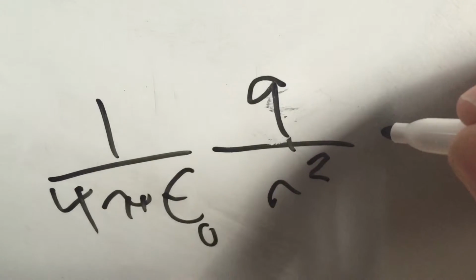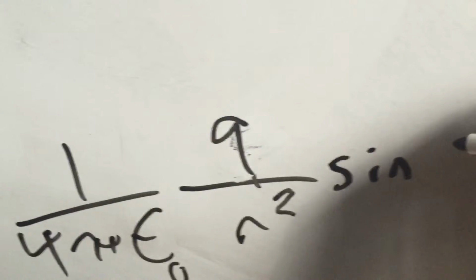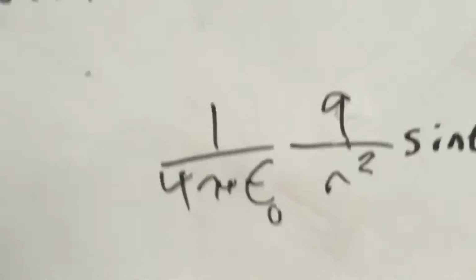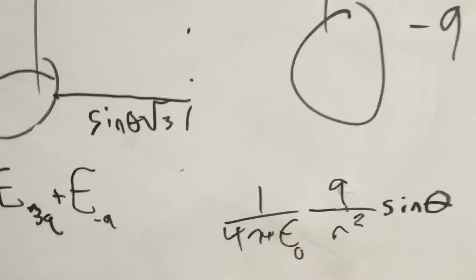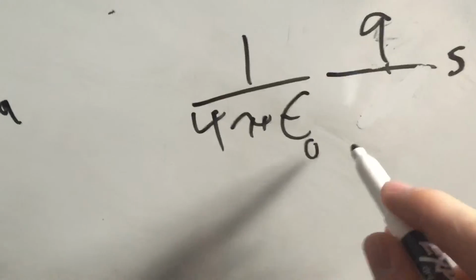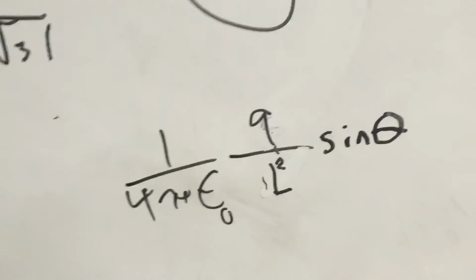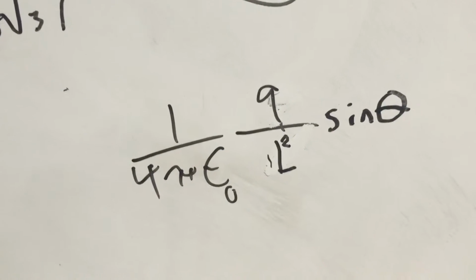electric field from one of them is going to be sine theta, and then whatever charge you put in, you'd also put in the accompanying distance, which would cause this on the bottom to become L squared. I'm going to make it an uppercase L, just so you don't get it confused with the 1, because that trips me up. So yeah, that is the electric field from one of them.